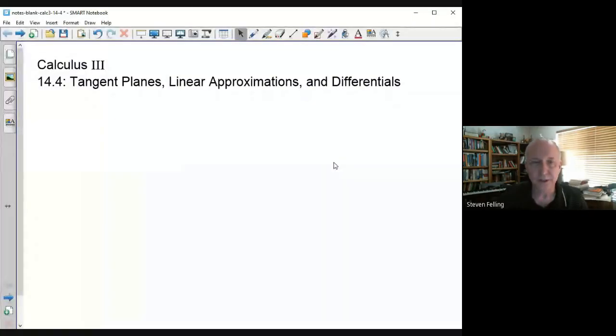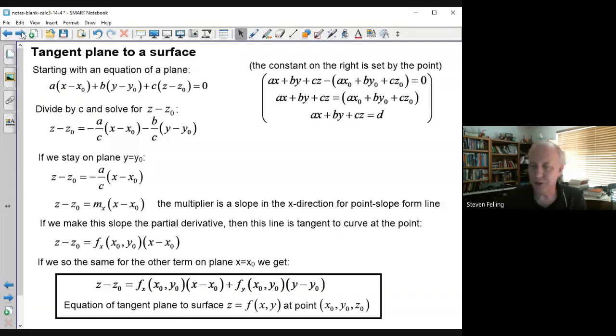Okay, this is going to be the video for Calculus 3 14.4, tangent planes and linear approximations and differentials. So let me go ahead and share this thing here, and we'll get started. All right, so first of all, tangent plane to a surface.